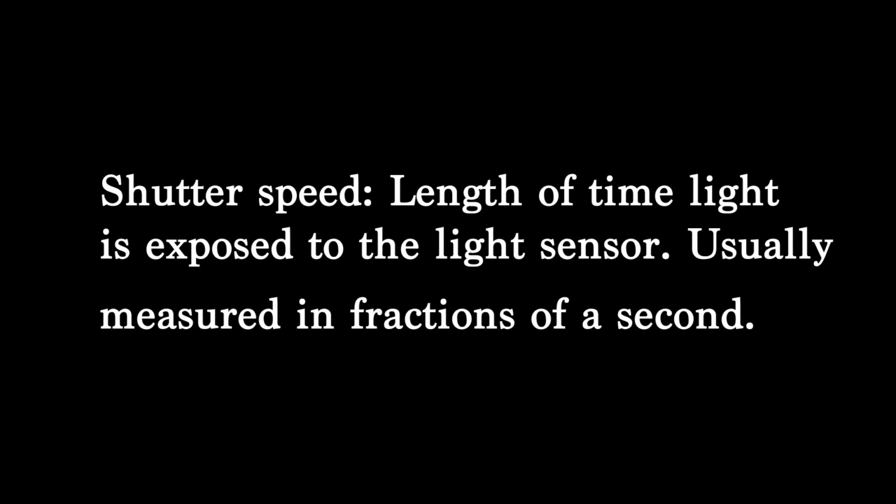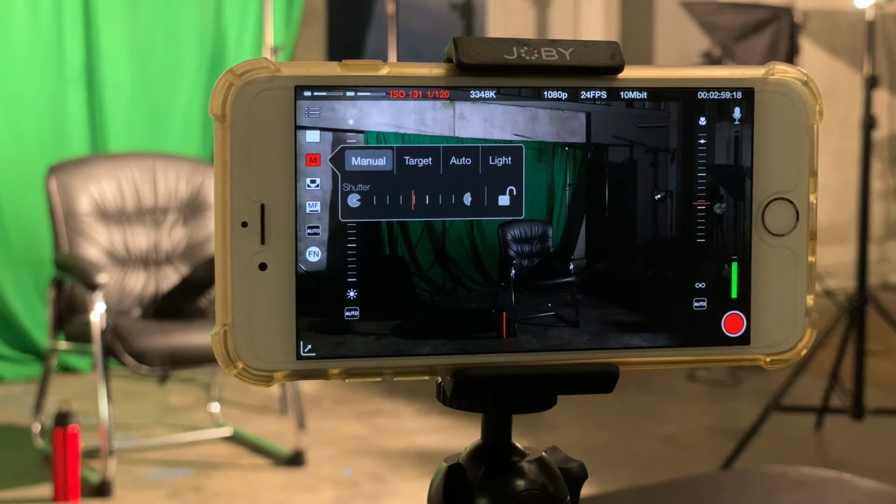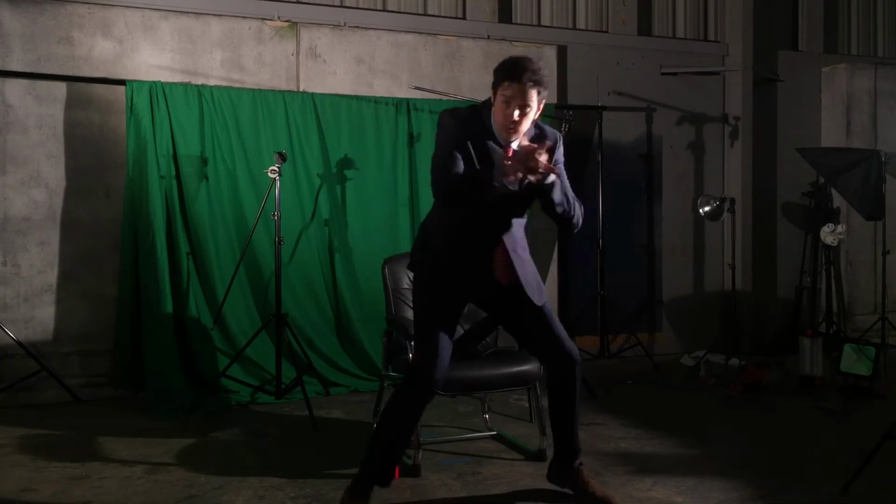That is the length of time light is exposed to the light sensor. It's usually measured in fractions of a second. And now, two things happen. One, lowering your shutter speed to something like this makes your image darker, but it also affects the way motion is captured.